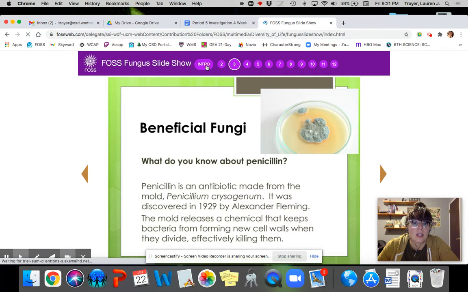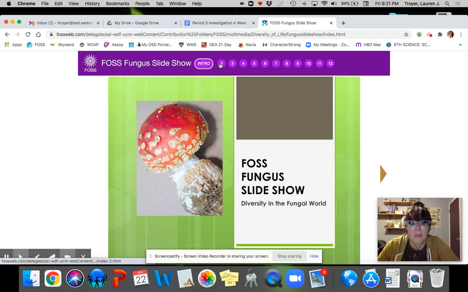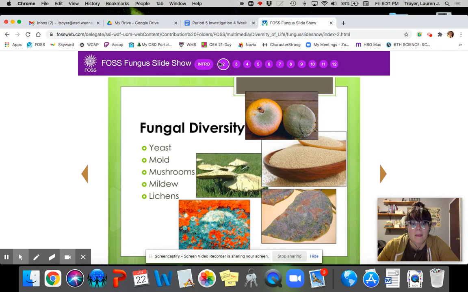Fungi slideshow. So here are 5 types of fungi that should answer that first question. Yeast, mold, mushrooms, mildew, lichens.